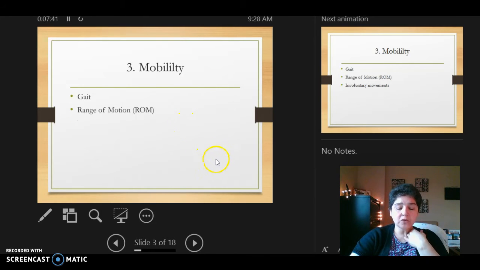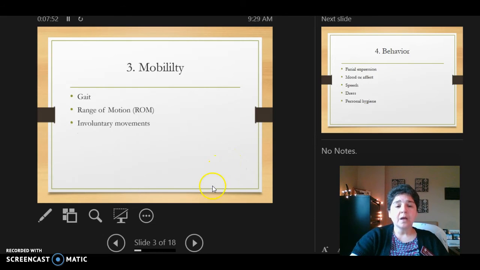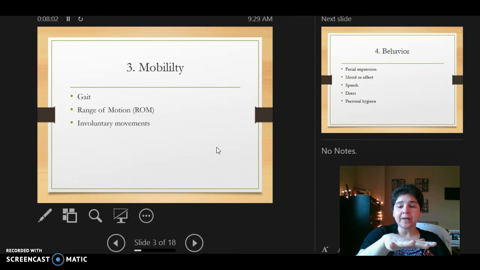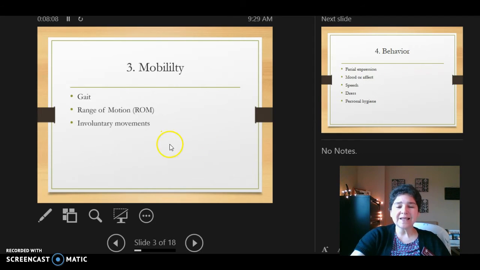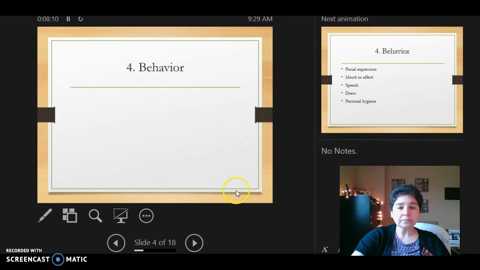Looking for range of motion, we will be going over how to do range of motion on each of the joints. These are things that you probably have already done as CNAs as well. And looking for any involuntary movements, things like tics or tremors. Sometimes I have a little bit of a tremor. It's not too bad today, but sometimes you'll see my hand having a tremor like that. Things that they can't control.